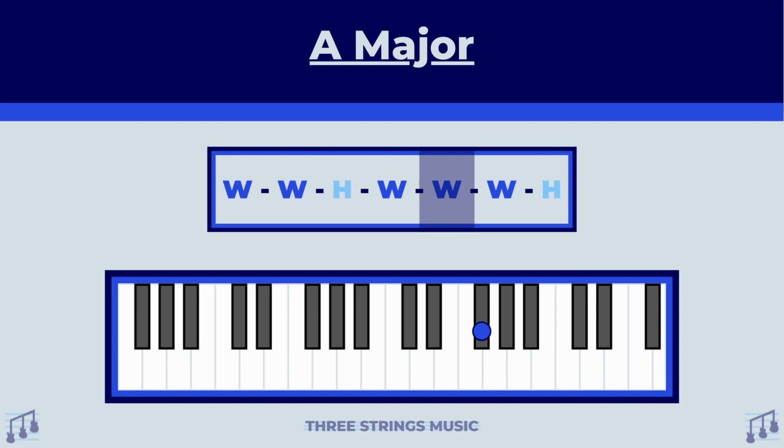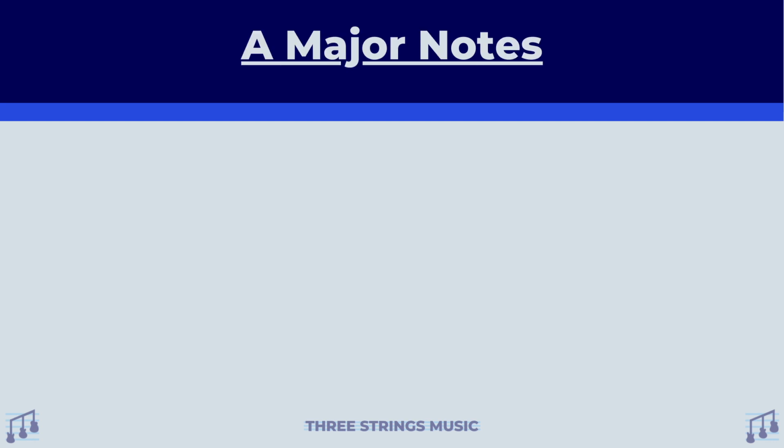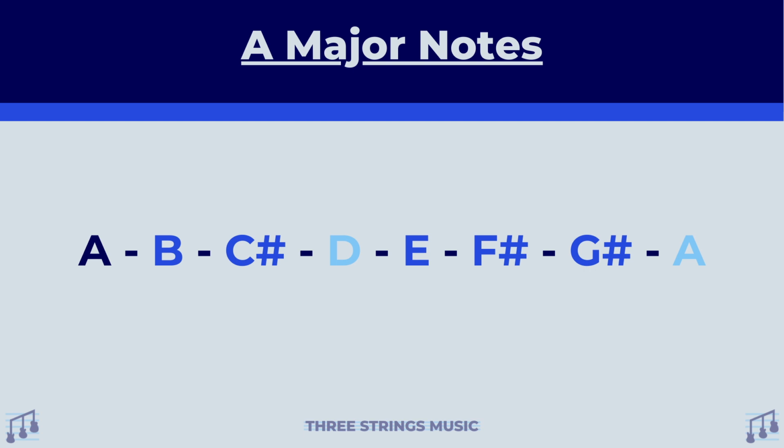In order to play the last whole step in this scale, we would skip over that white key and then we would arrive at the next black key, which is in this case G sharp. And to finish off the scale, we just need one more half step. So we would go from G sharp and play the very next note, which is A. And there you go. That's the A major scale.